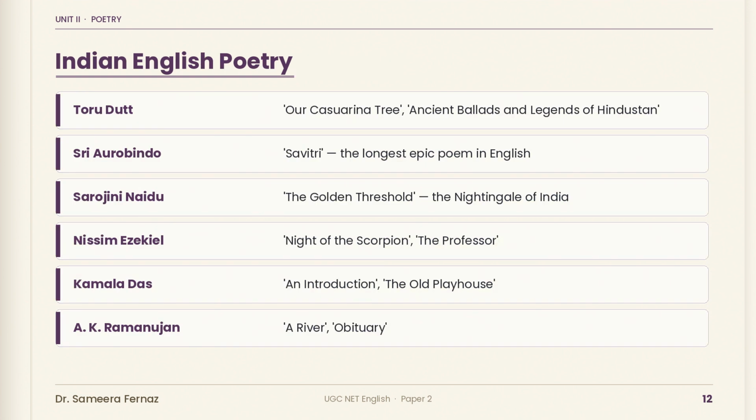Indian English Poetry. Toru Dutt wrote Our Casuarina Tree and Ancient Ballads and Legends of Hindustan. Sri Aurobindo wrote Savitri, the longest epic poem in English. Sarojini Naidu, the Nightingale of India, wrote The Golden Threshold. Nissim Ezekiel is remembered for Night of the Scorpion and The Professor. Kamala Das wrote An Introduction and The Old Playhouse, and A.K. Ramanujan wrote A River and Obituary.